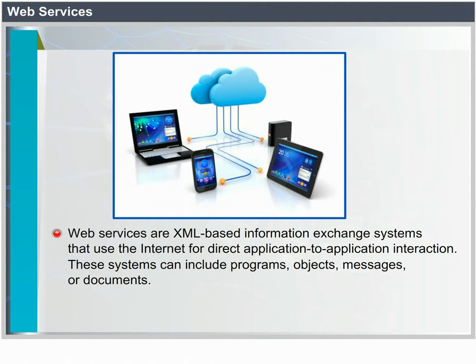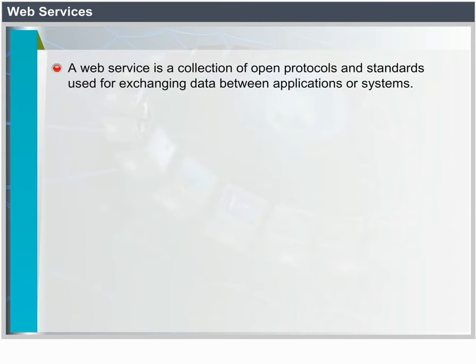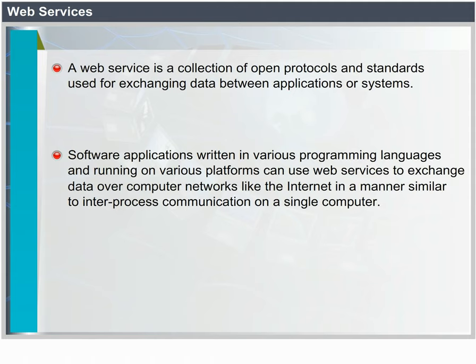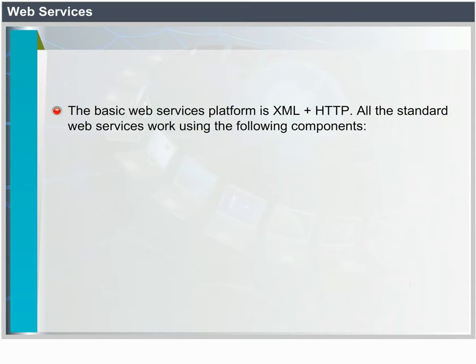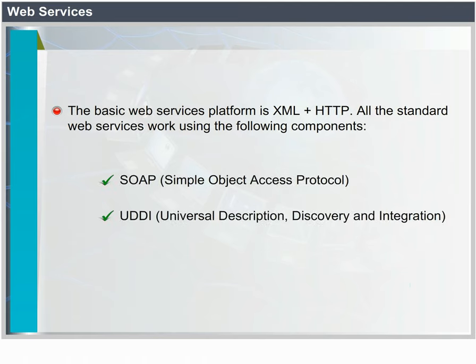A web service is a collection of open protocols and standards used for exchanging data between applications or systems. Software applications written in various programming languages and running on various platforms can use web services to exchange data over computer networks like the internet in a manner similar to inter-process communication on a single computer. This interoperability between Java and Python or Windows and Linux applications is due to the use of open standards. The basic web services platform is XML plus HTTP. All the standard web services work using the following components: SOAP, Simple Object Access Protocol; UDDI, Universal Description, Discovery and Integration; and WSDL, Web Services Description Language.